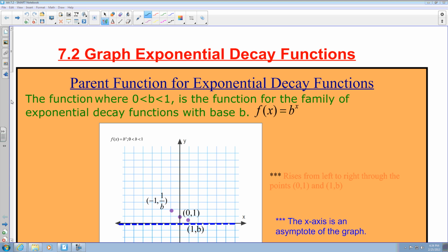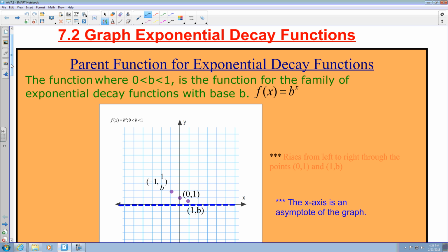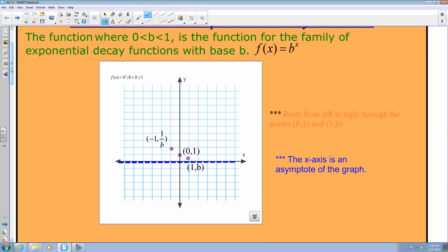in 7.1. The reason for that is because in section 7.1, the absolute value of our variable b was greater than 1. Here, our b is in between 0 and 1, so it's going to be some type of fraction or decimal in between 0 and 1. That is where the exponential decay function comes from. Other than that, nothing else changes from the first section.